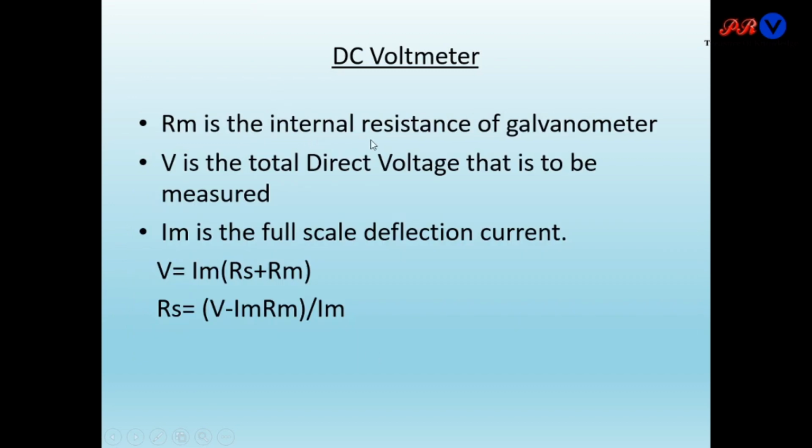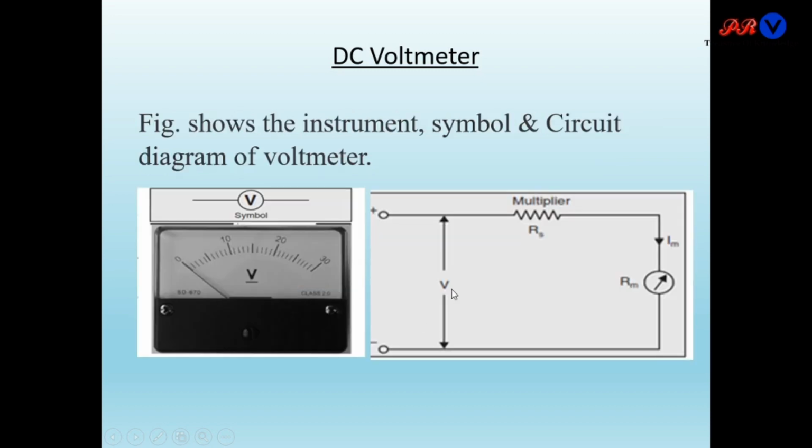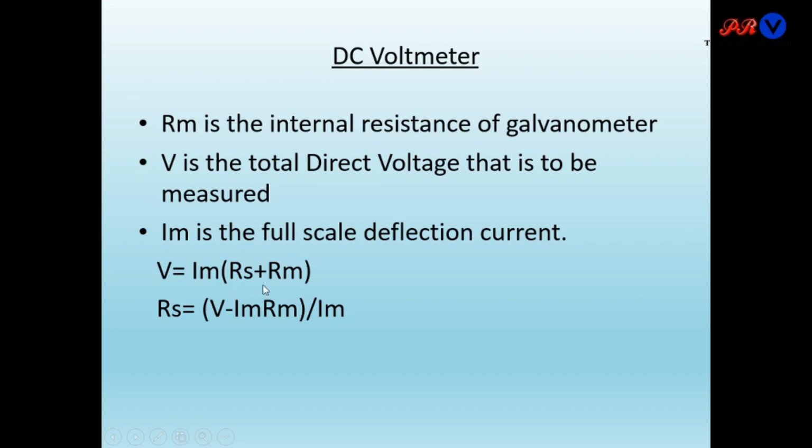Rm here is the internal resistance of galvanometer. V is the total direct voltage that is to be measured. Im is the full scale deflection current. So the value of V is equal to Im into Rs plus Rm. So this V can be calculated if this Im current flows through this. V is equal to Im into Rs plus Rm, and the value of Rs can be calculated by rearranging this equation: V minus Im Rm divided by Im.